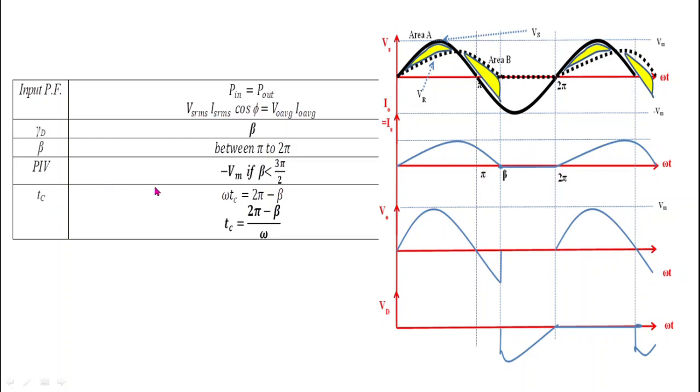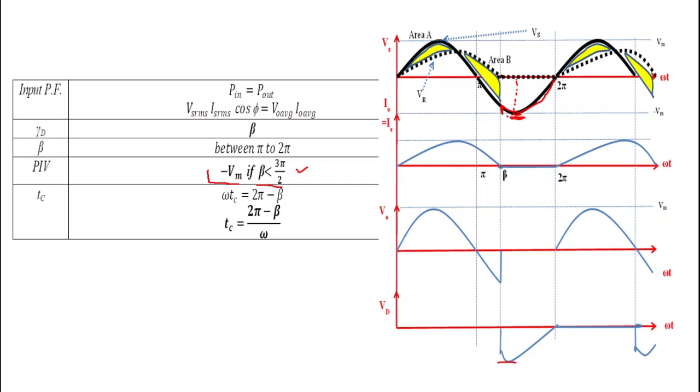Now what is peak inverse voltage? Here this is important to understand. Suppose this is 3 pi by 2. Now if beta is less than 3 pi by 2, this point, it means we get current up to this point. So the voltage that appears across the reverse biased diode will be this, and here we can see that this inverse voltage peak occurs. That's why if beta is less than 3 pi by 2, then we will get maximum peak inverse voltage, that is equal to minus Vm.